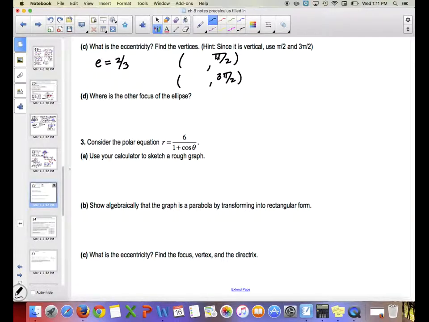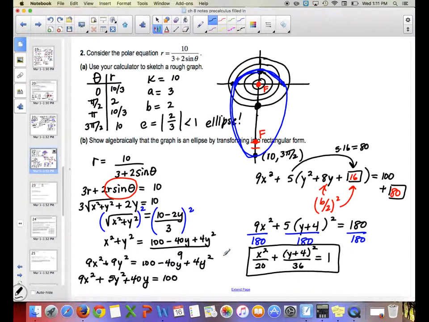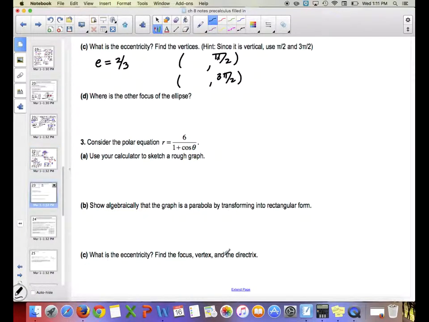So how much do I go up along the pi over 2 line to get the first one? 2. How much did I go down along the 3 pi over 2? 10, right? The other focus? -8, 3 pi over 2. Yep, close, but it's not negative. It will be +8 because you're going in the positive direction along the 3 pi over 2 line. It's confusing, isn't it? Because you want to be like, oh, it's 0, -8. All right, good? Any questions on that?